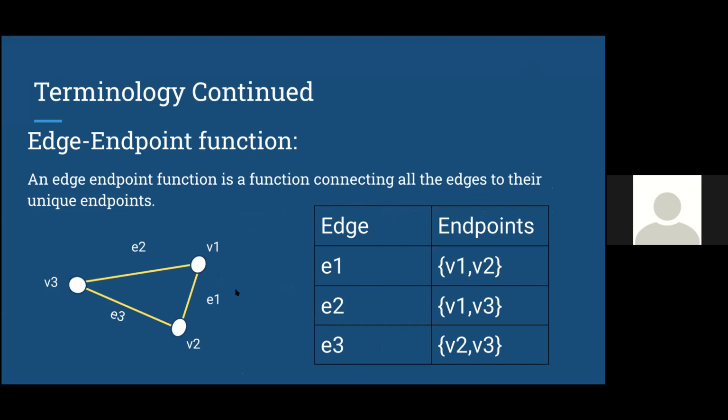So you can see that for the first edge, the vertices at the endpoint are V1, V2. So that's what's going to be written to the right side of edge E1. Then for E2, the associated vertices are V1 and V3. So you would write those. And then lastly, for E3, it would be vertices V3 and V2. So you're just writing the endpoints that are connected to the edge in the table.